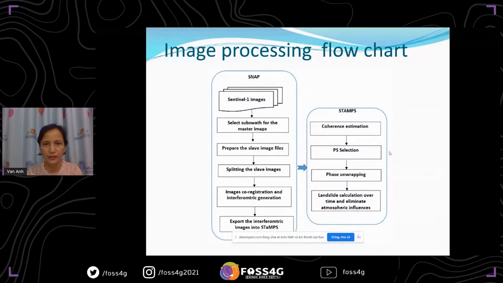For the image processing this time, we use two software. The first is SNAP, and the second is StaMPS. SNAP is the common architecture for all Sentinel toolboxes, jointly developed by Brockmann Consult, SkyWatch and C-S, now called the Sentinel Application Platform. It can be a free download from either website. And the other is StaMPS, the Stanford Method for Persistent Scatterers.